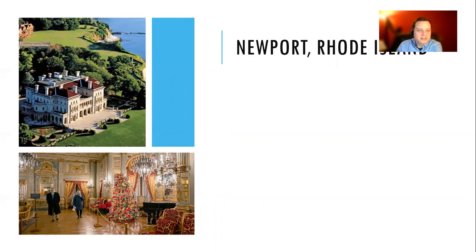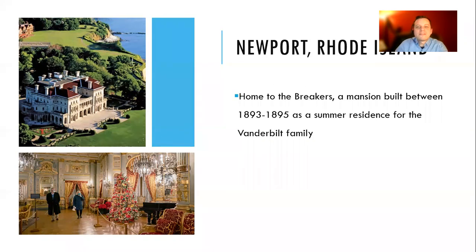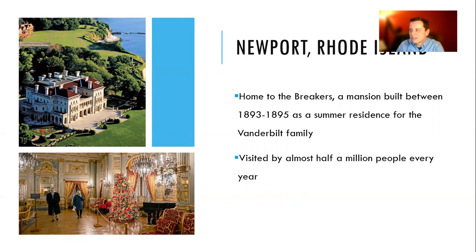And this is where, I mean, we've talked about this before. Different tourists like different things. People find different things interesting. So some people like to go to Newport to visit something called the Breakers, which is a mansion. And here's some pictures of the outside and the inside. This was built in the late 1800s as a summer residence. So this was like their cottage. This wasn't even their main house. But for the Vanderbilt family, which is a very famous, very rich American family. And so people like to go there. It's visited by almost 500,000 people every year.